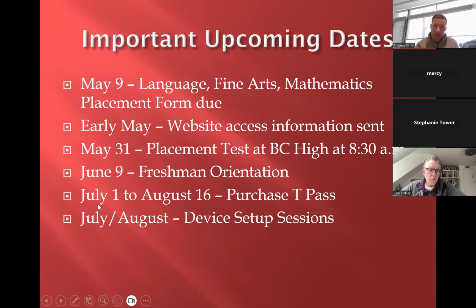Again, just to reiterate these dates, May 9th is the placement form. Early May is when everybody will get access to our portal. Your son will get access, you'll get access. All that stuff will happen in early May. May 31st is the placement test. June 9th is freshman orientation. You can purchase a T-Pass if you need to between July 1st and August 16th.